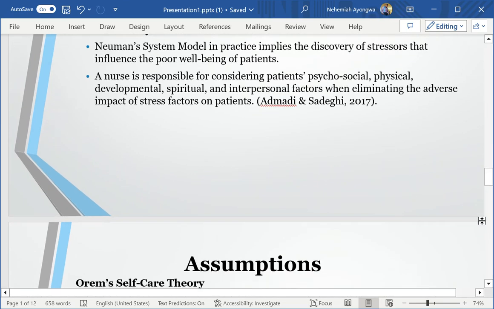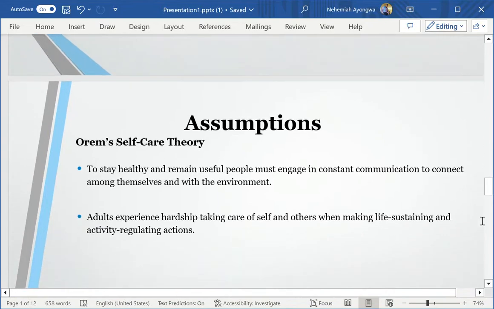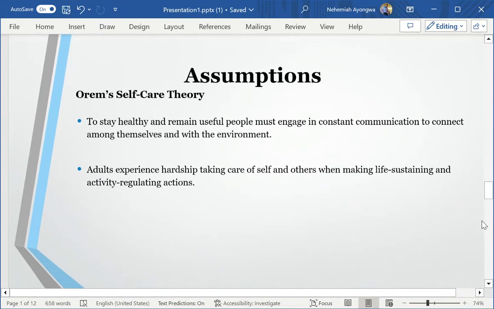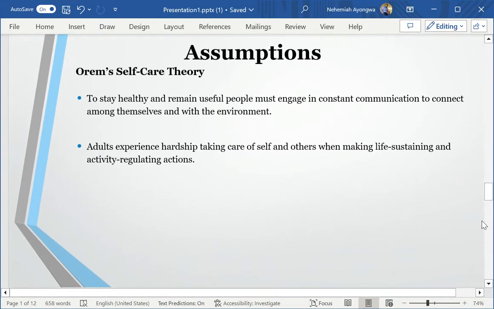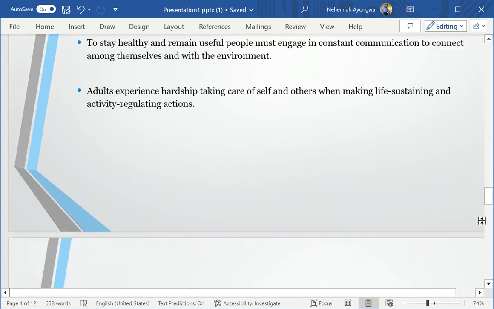stress factors on patients. The assumption for Orem's self-care theory: to stay healthy and remain useful, people must engage in constant communication to connect among themselves and with the environment. Adults experience hardships taking care of self and others when making life-sustaining and activity-regulating actions.